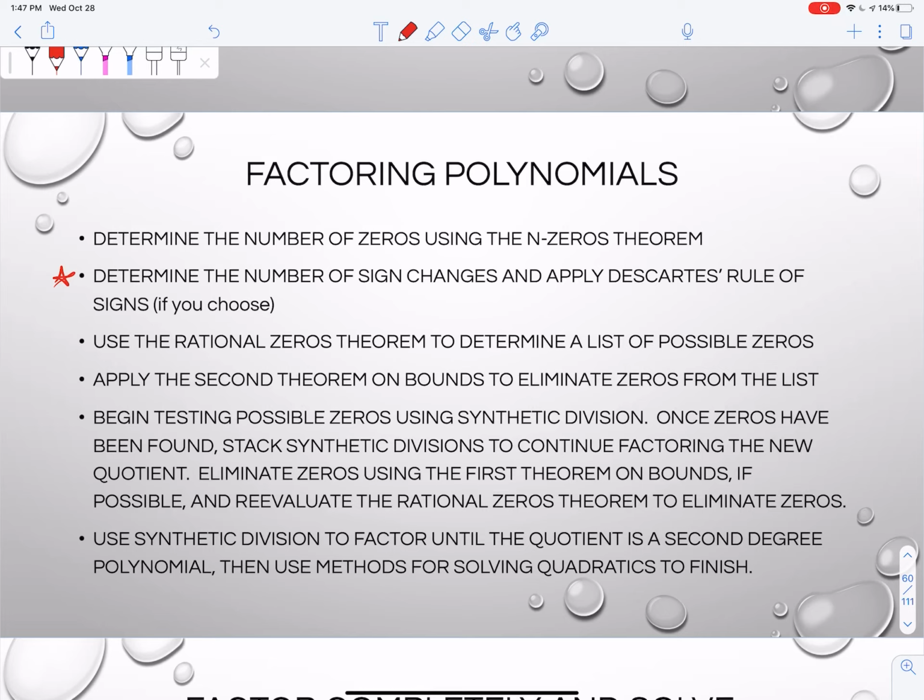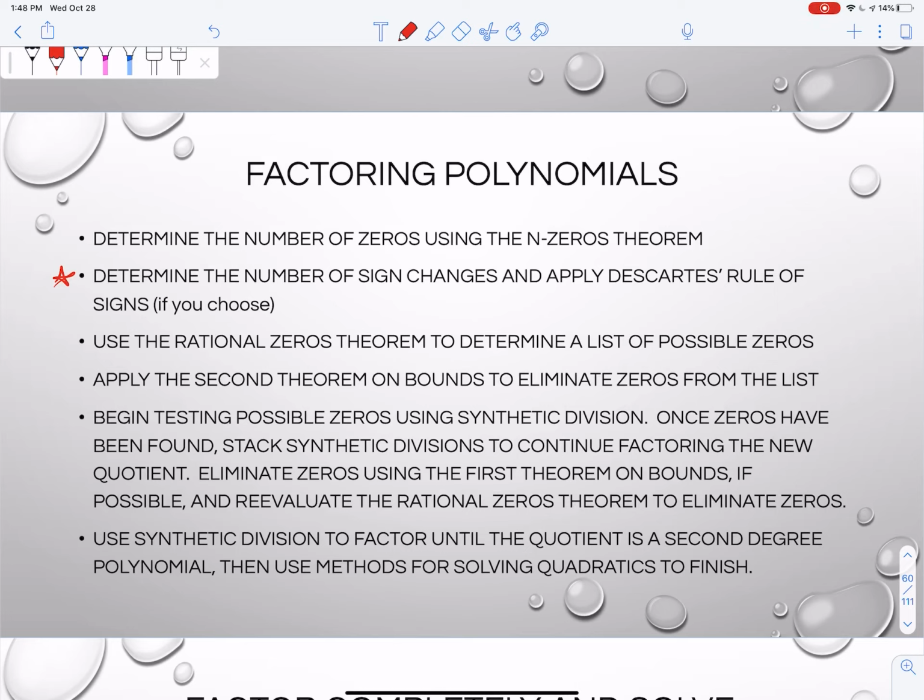If you find that a particular zero works, so let's say you find x equals 2 works, I want you to immediately try x equals 2 again with the quotient that you have, because it might work multiple times. Try it again and again until it no longer works. If it factors, test it again, until you get a remainder other than 0 and it didn't work. Then cross it off the list and continue on as appropriate.